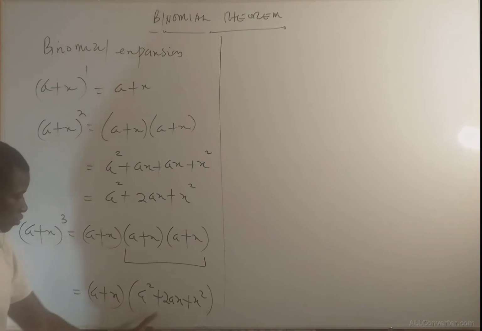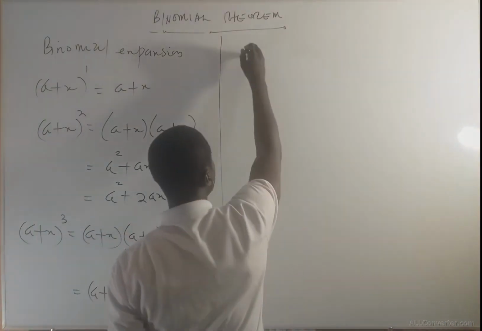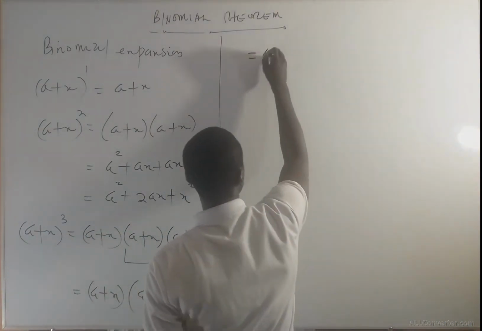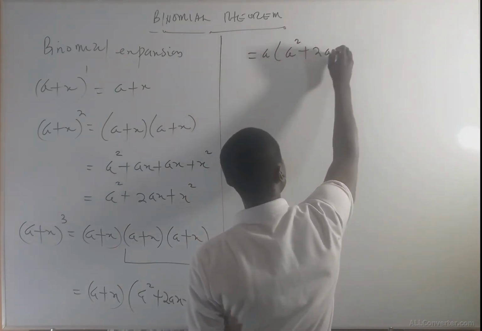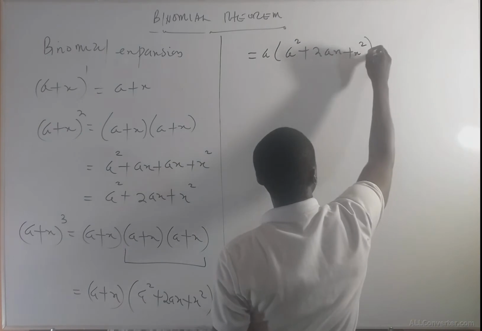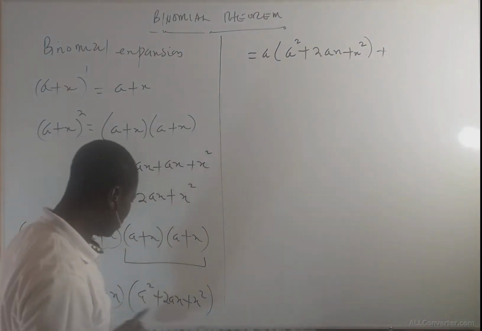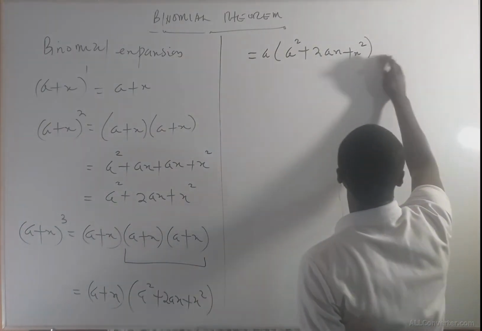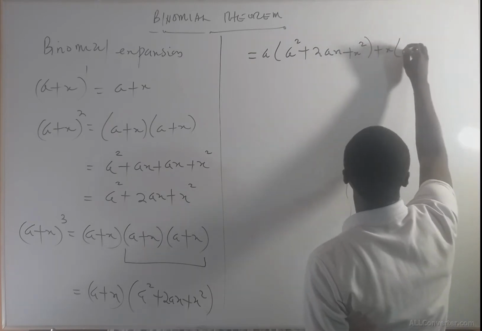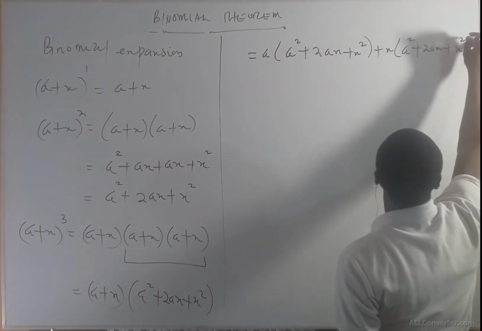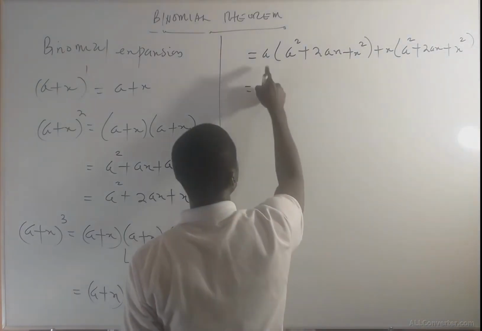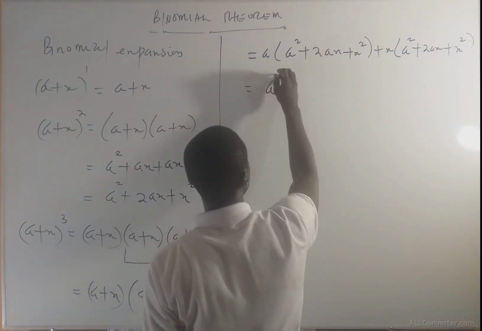Then plus x will also multiply all these. So in simplifying this, we are going to have a times a squared plus 2ax plus x squared. Then the plus x will also multiply the same thing. That is plus x will also multiply a squared plus 2ax plus x squared. So in simplifying this, a times a squared will give us a cubed.